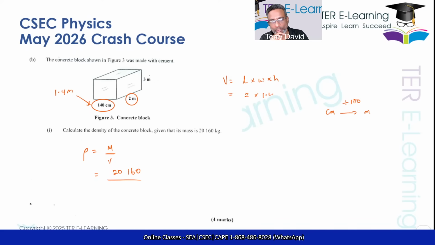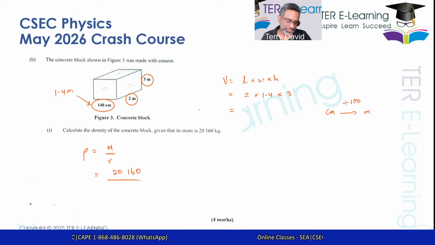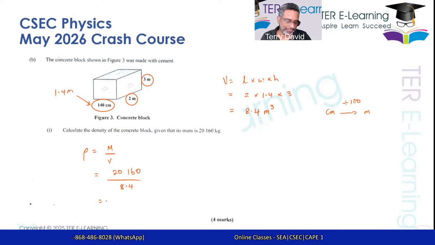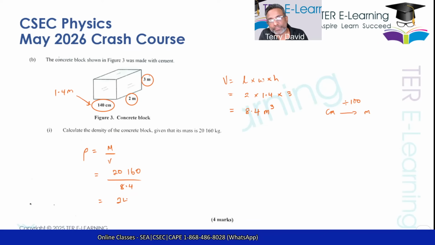So this is 1.4 multiplied by the height. The height in this case is 3 meters. So this gives us 2 by 1.4 by 3, which is 8.4. Since we work in meters, it'll be meter cube. So this is going to be divided by 8.4. That's 20,160 divided by 8.4, and you're going to get 2,400. Because it's density, it has to be in kg m to the minus 3.